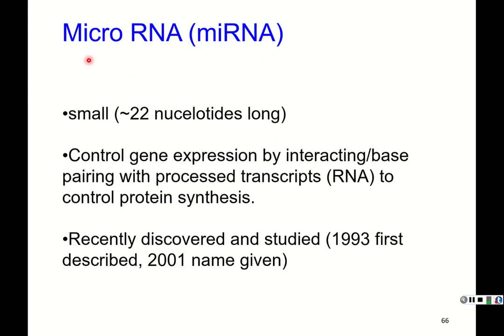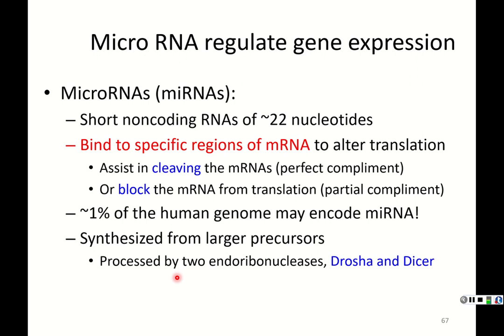Right, there are other types of RNA. One is called microRNA, abbreviated miRNA. These are pretty small, around 20 to 22 nucleotides long. They control gene expression by interacting or base pairing with the processed RNA transcripts to control protein synthesis. They were recently discovered, first in the early 90s, but right around the turn of the century they were given this name. They regulate gene expression, as we've mentioned. They bind to specific regions of messenger RNA, and they do this to alter translation. So the next step in the process is what they are in a sense blocking.